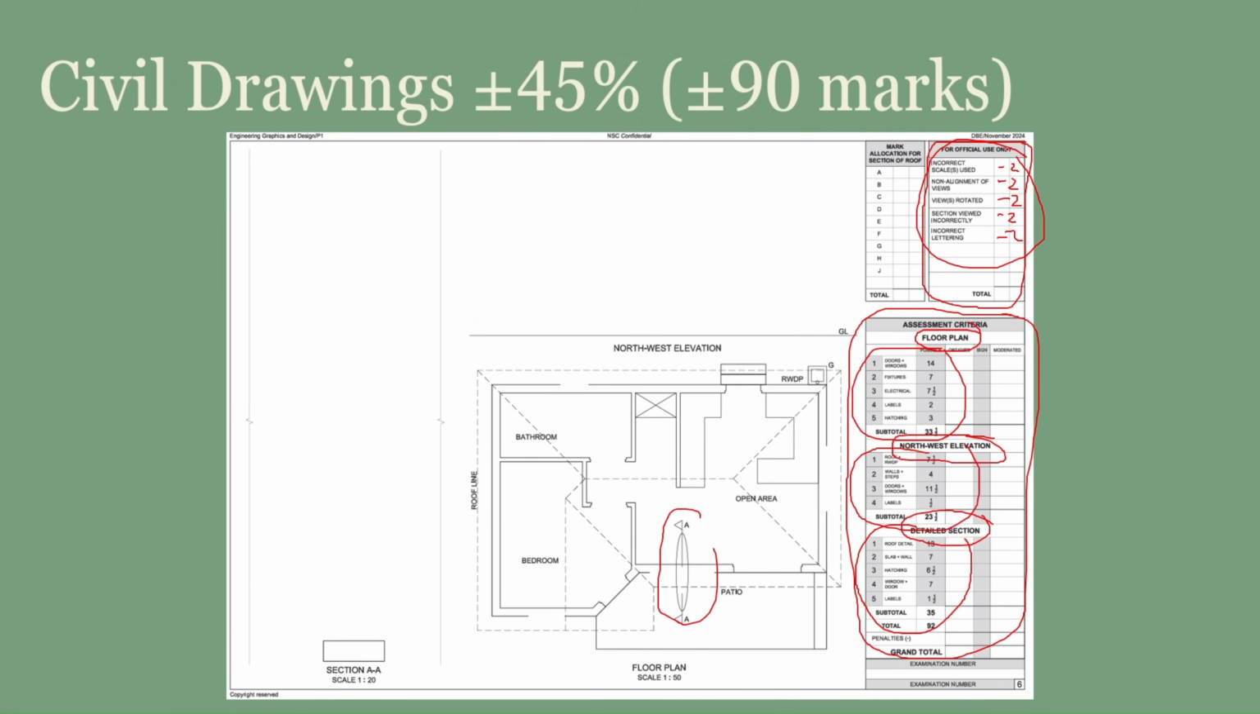You can accumulate a few penalties. Then this mark allocation here is for the roof. The markers will use it to mark your roof on your sectional view. Now, let's start with the floor plan.